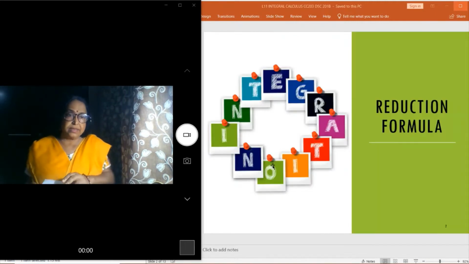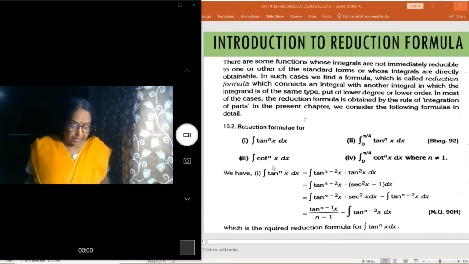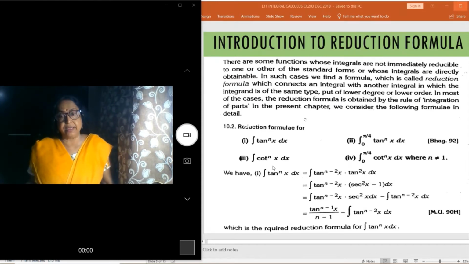Today we will discuss the reduction formula. First of all, integration of tan to the power n x dx, and then integration from 0 to pi by 4 of tan^n x dx, and similarly integration of cot to the power n x dx, and then integration from 0 to pi by 4 of cot^n x dx. Here, first of all, we take the integration of tan to the power n x dx.